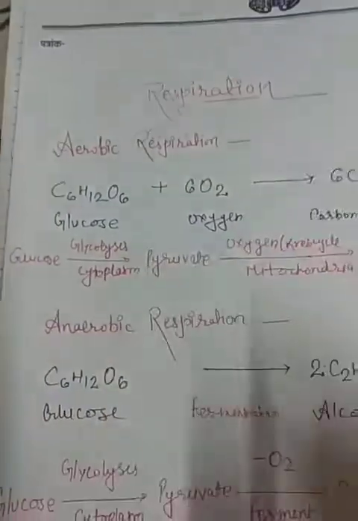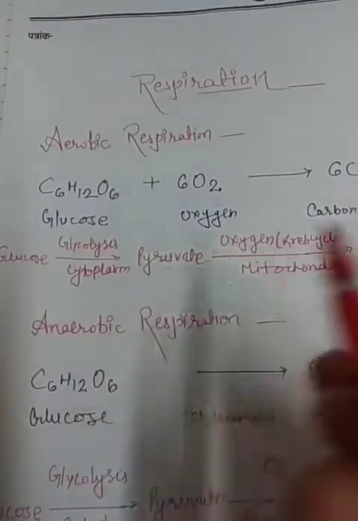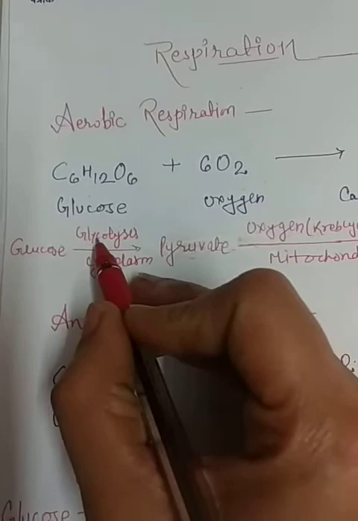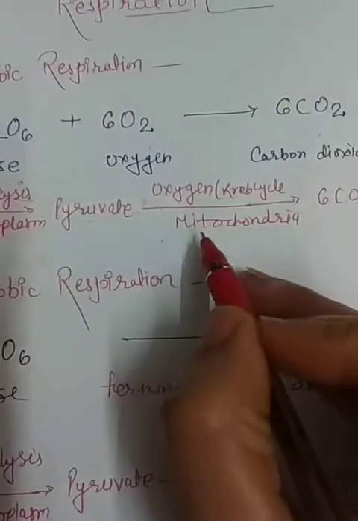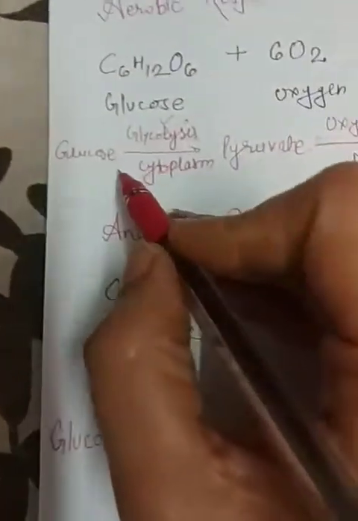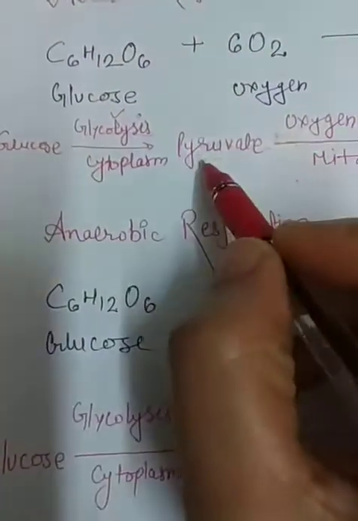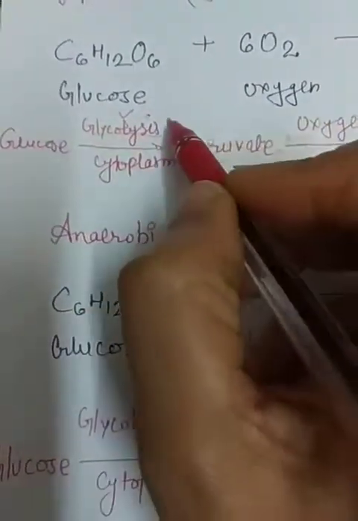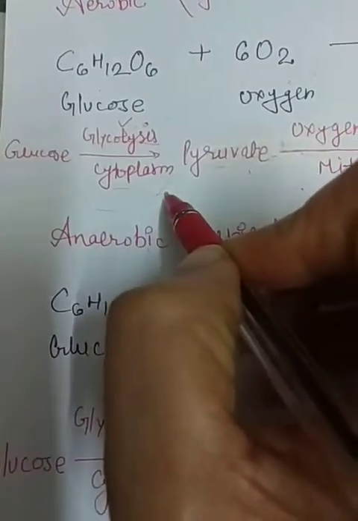Here you can see aerobic respiration takes place in two parts. First phase is glycolysis and the second phase is Krebs cycle. In glycolysis, glucose breaks down into pyruvate, and this glycolysis process occurs in the cytoplasm of the cell.